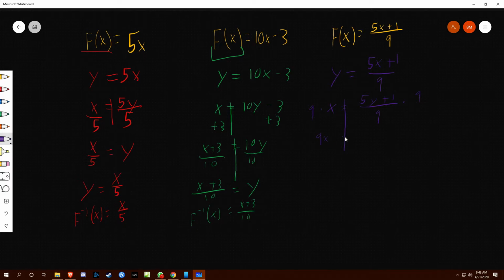So we got 9x equals 5y plus 1. All right. We're solving for y. What's on the same side as y? We have a 5 and a 1. What's the furthest away from y? We'll say the 1. It's adding. How do you get rid of addition? We subtract.